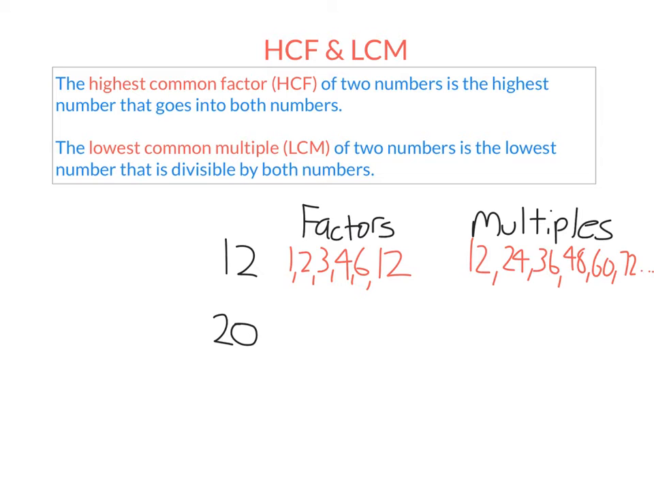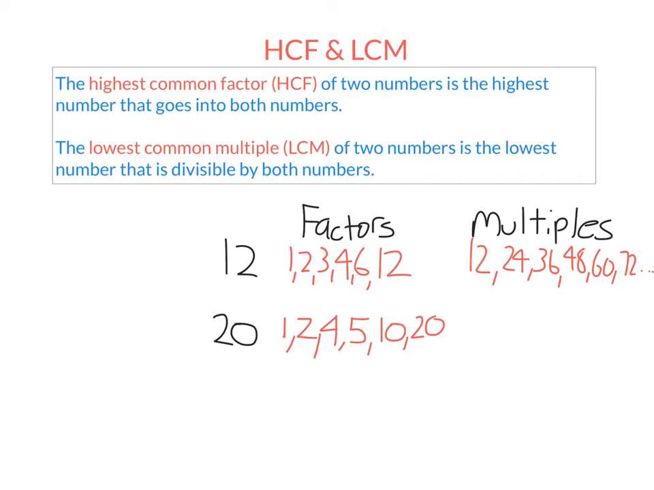So let's now look at 20. Let's look at its factors. Well, 1 is a factor of any whole number. 2 is a factor because it's even. Now 3 doesn't go into 20, but 4 does, 5 does, and so does 10 and 20. Remember, they come in pairs. 4 times 5 is 20, 2 times 10 is 20, 1 times 20 is 20. So there are all the factors of 20.